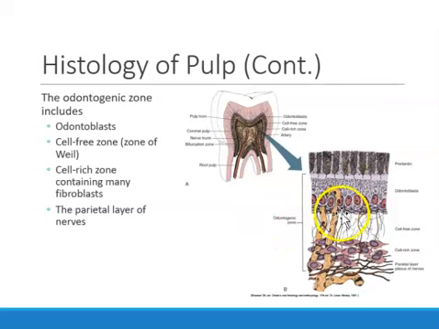If we zoom into the odontogenic zone, we'll see a layer of odontoblasts. These are cells that make dentin. We'll see the zone of Weil, which is a cell-free zone, no cells over here. We'll see the cell-rich zone, which has lots of fibroblasts. These are cells that make fibers. And then we see nerves. This is known as the plexus of nerves, or the parietal layer of nerves.